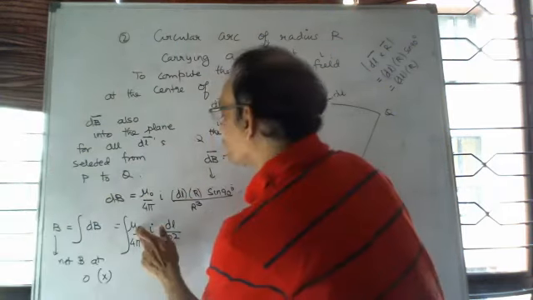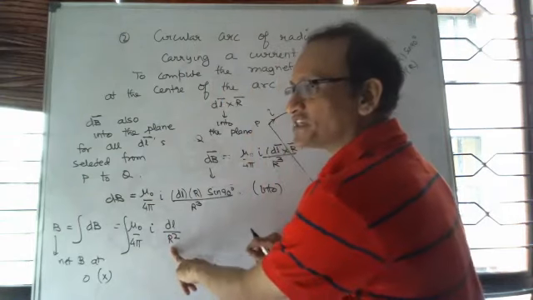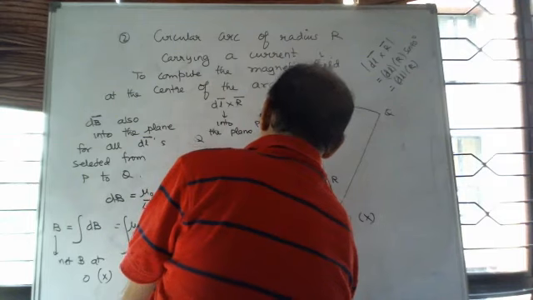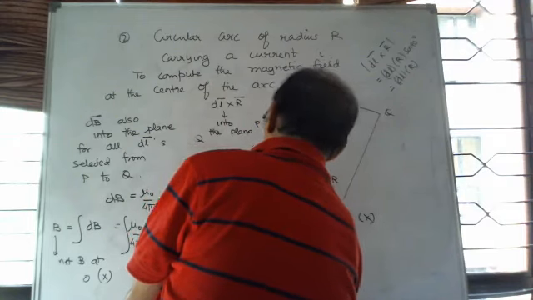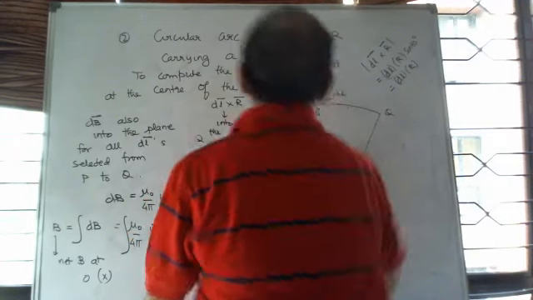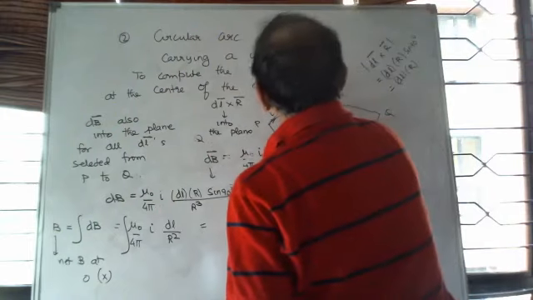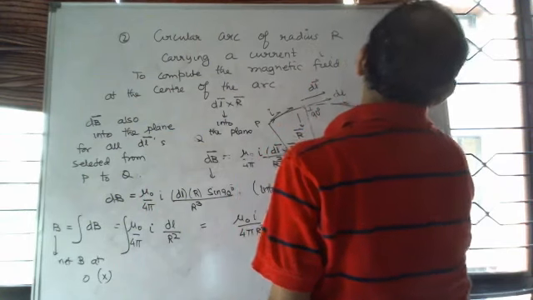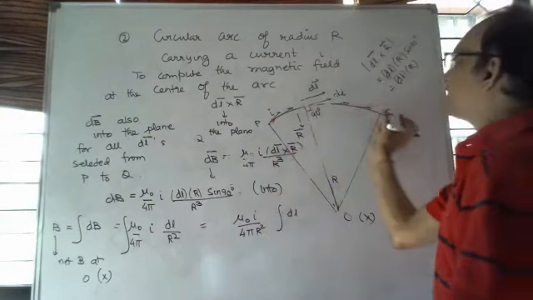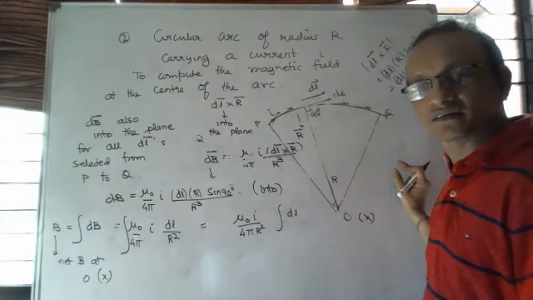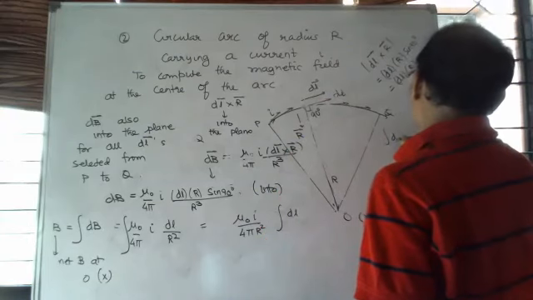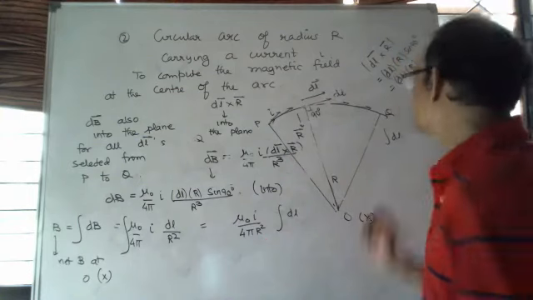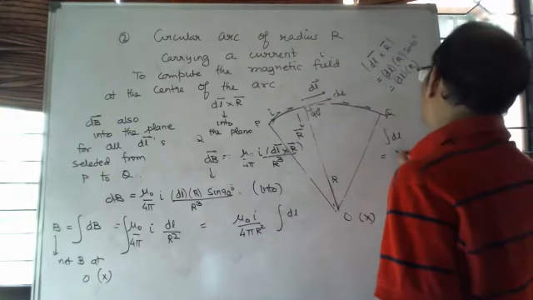Abhi ye dekho. Mu naught I by 4 pi R. Ye sab constants hai. Radius of the circle hai. So, which is like mu naught I by 4 pi R squared into integral dl. Integral dl means what? Ye sara dl ka length add karoge to circumference aa jayega na? If I add all these dls, I'll get the circumference of all the dls. R theta aa jayega. So it will be R theta.